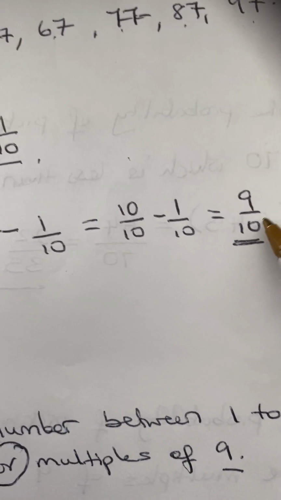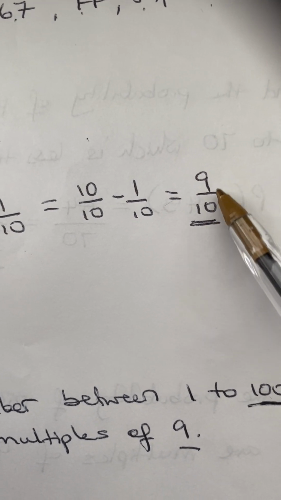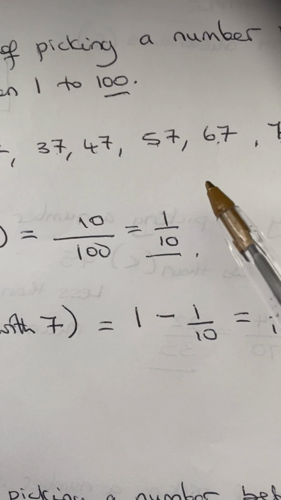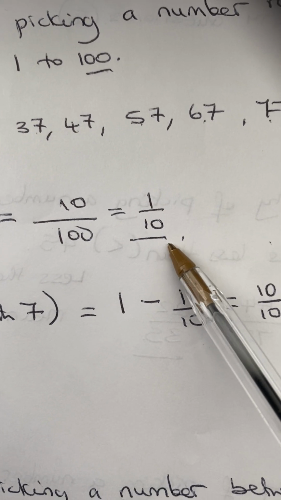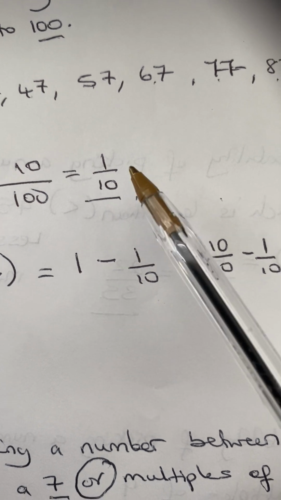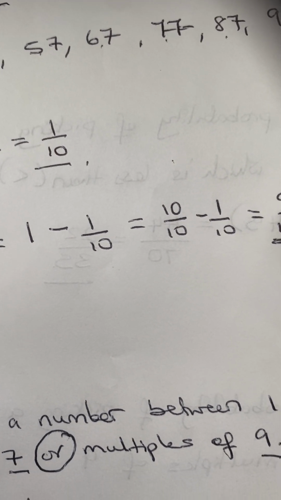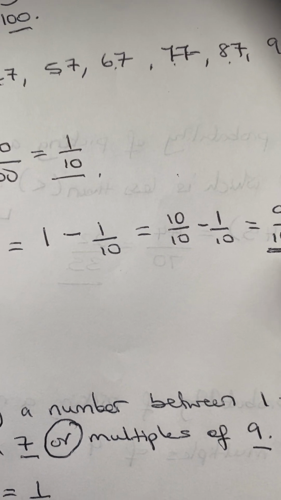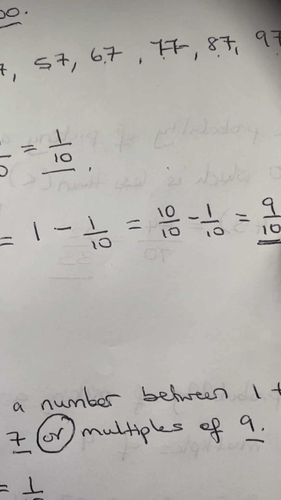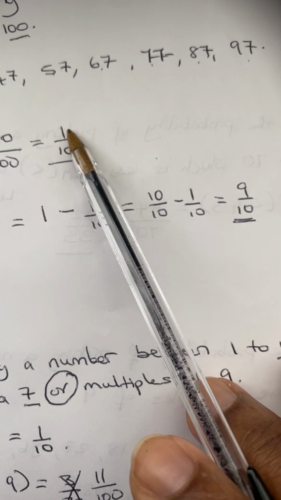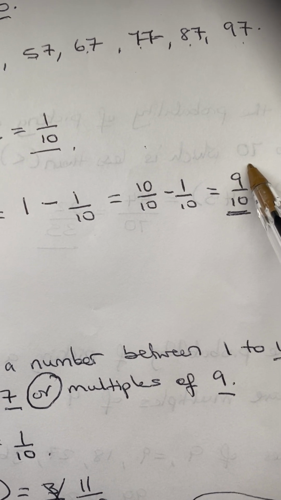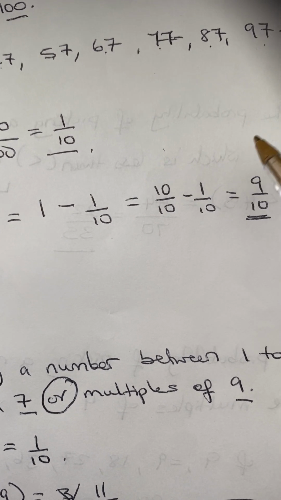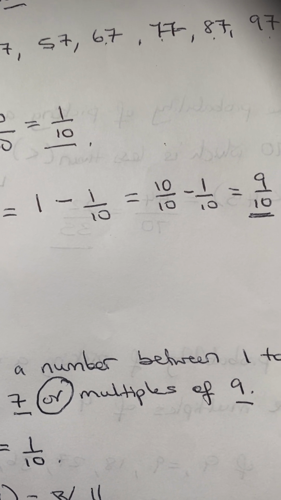When you think about it, 9 out of 10 add 1 out of 10, when you add them together, you should get 1. And you can see that the denominators are the same. So 1 and 9, if you add them, you get 10 out of 10.